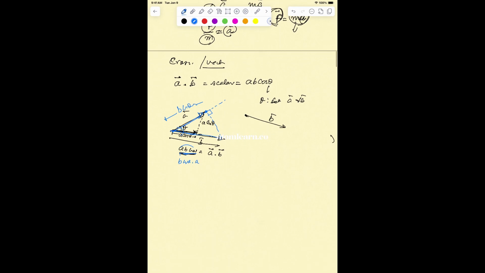I want you to remember one more terminology here. Let me redraw this. This is a, this is b, attached at the tail, and the angle is theta. Now drop a perpendicular from a, then this much is called the a cos theta length, and the whole thing is b. The product of these two is called the dot product.